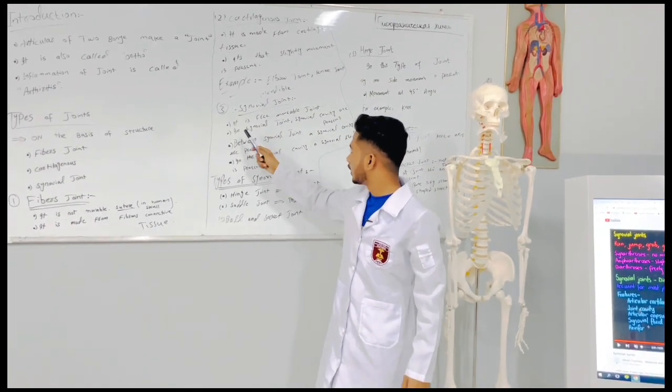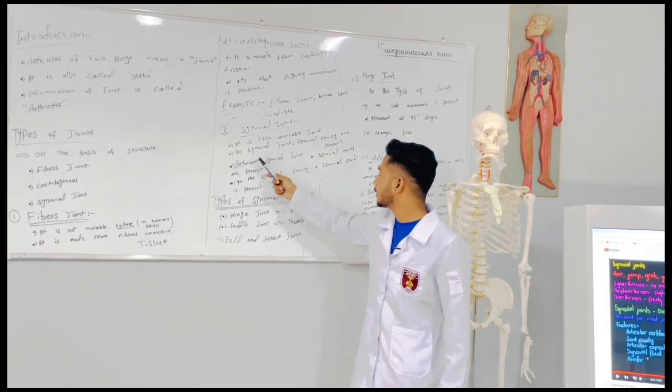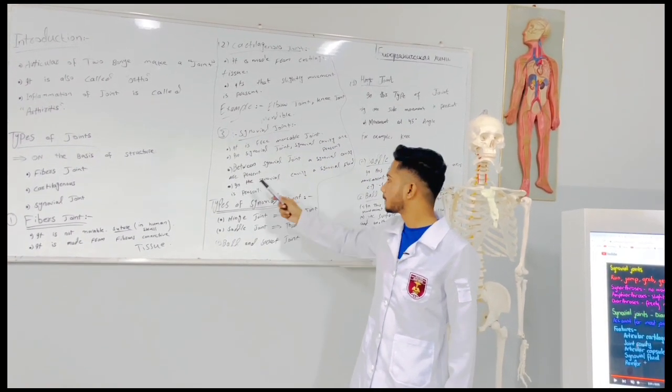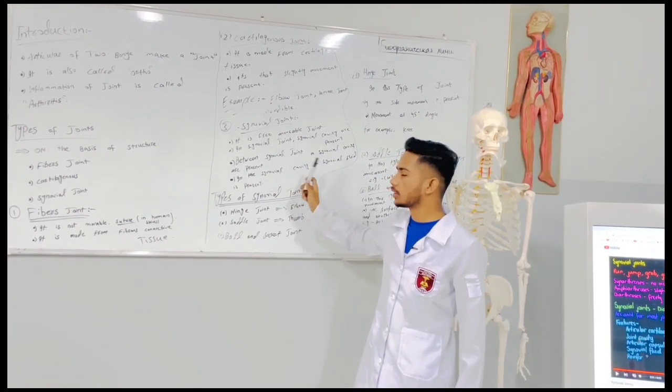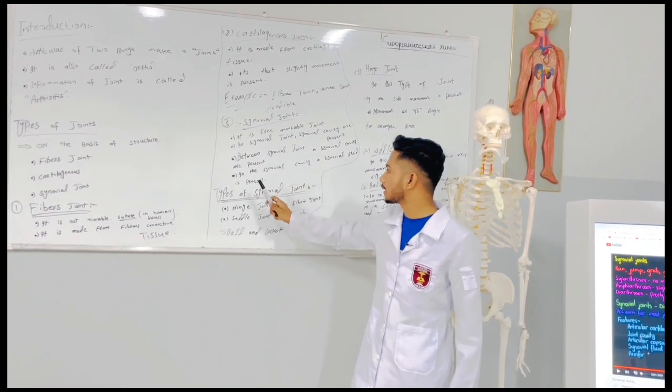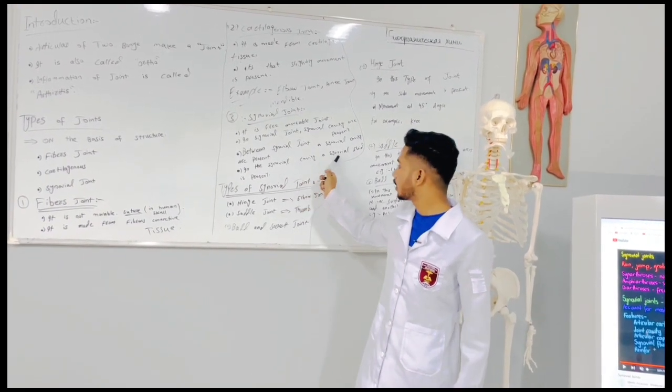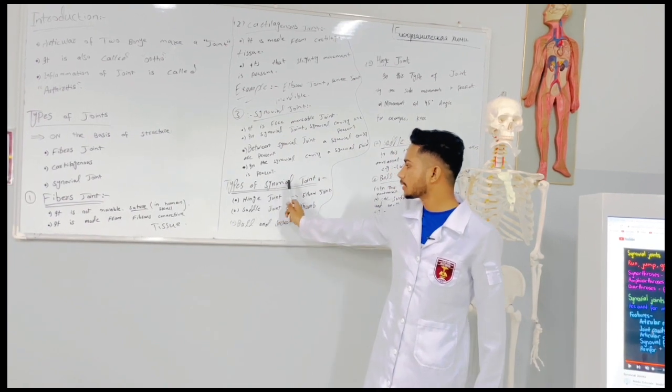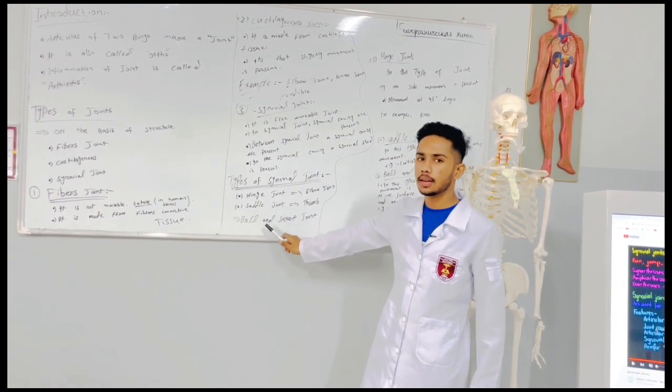Synovial joint. It is a freely movable joint. In a synovial joint, a synovial cavity is present, and in the synovial cavity, synovial fluid is present. Types of synovial joint: hinge joint, saddle joint, ball and socket joint.